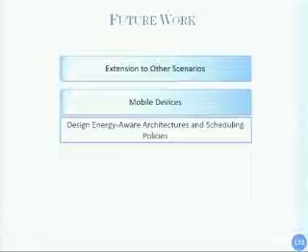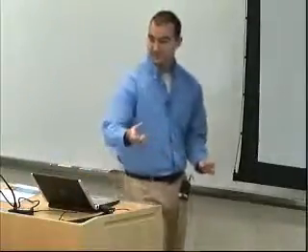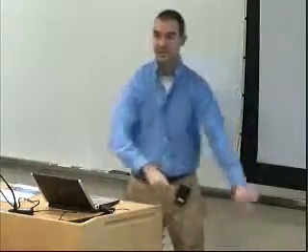And I'd like to look at mobile devices in particular. I want to design these energy-aware architectures and scheduling policies. For example, what if I take longer to perform a task, but use less power, but the increase in the task time is not noticeable to users? Some people have already started doing this in other applications. I'd like to investigate it also.